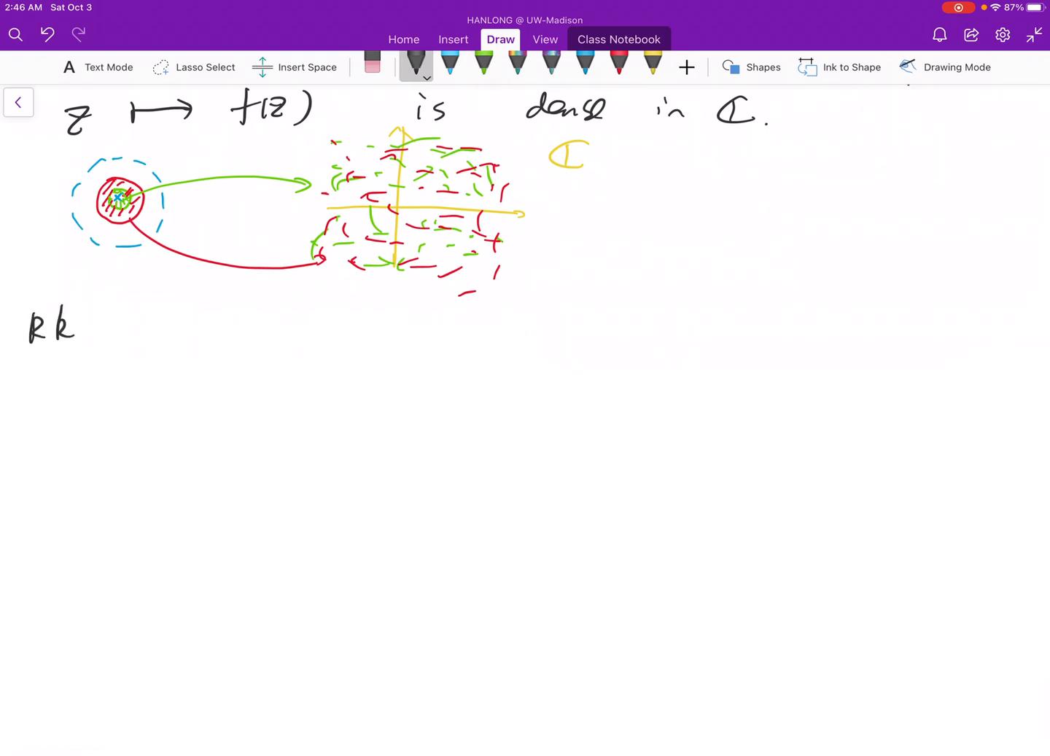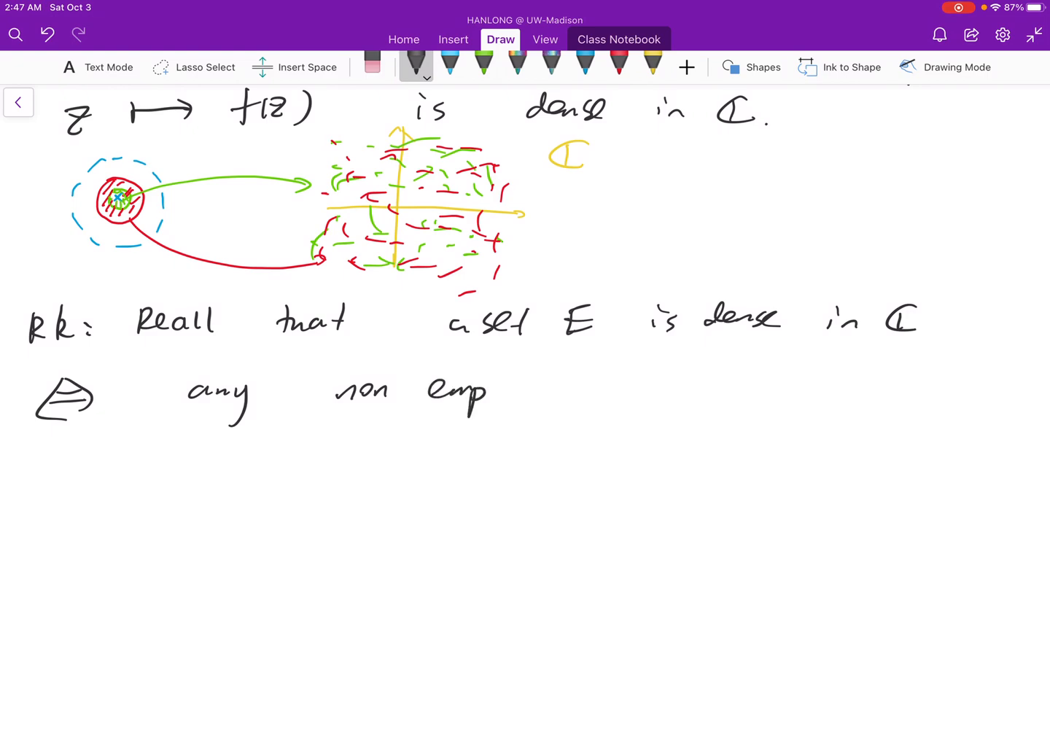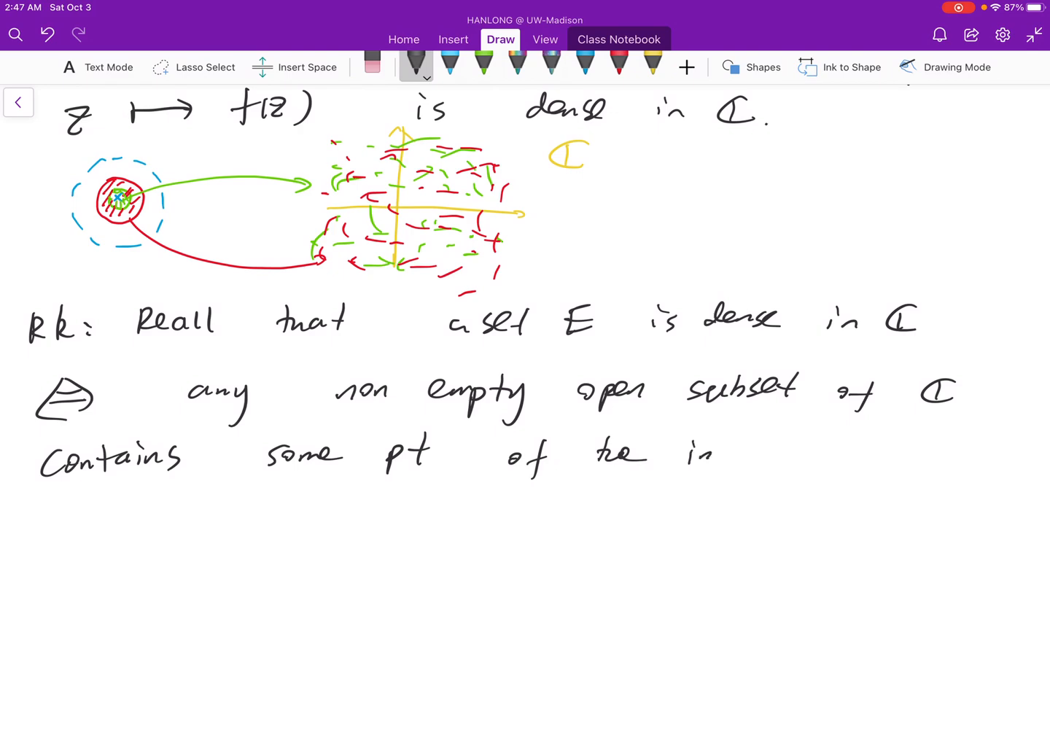Now let's make a remark. Recall that a set E is dense in the complex plane is equivalent to saying that any non-empty open subset of C contains some point of the image.